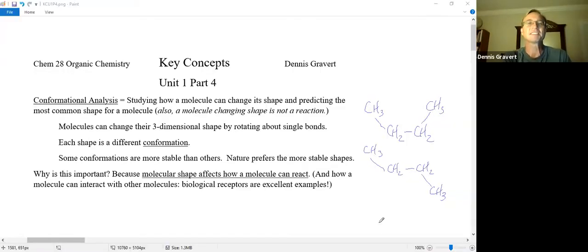So we're in Key Concepts Unit 1, Part 4, and this is all about conformational analysis. Sounds pretty scientific, conformational analysis. All that is, is we're analyzing shapes of molecules. Okay. So to get started, we just have to realize that single bonds usually allow for free rotation.